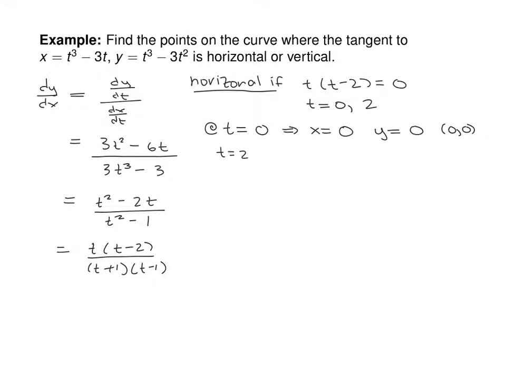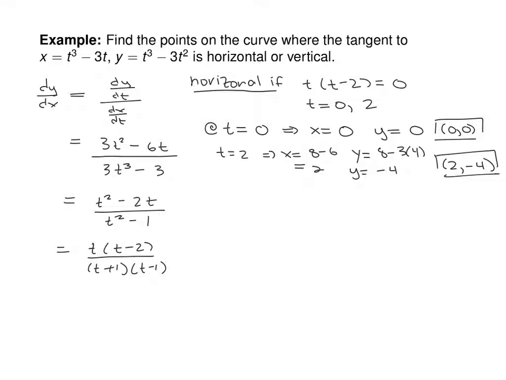And at t equals 2, well, the x would equal 8 minus 6, or 2. And the y is 8 minus 3 times 4, so that's 8 minus 12, or negative 4. So at the point (2, negative 4), we have horizontal tangent, and at (0, 0), we have horizontal tangent. Now the tangent will be vertical if (t plus 1) times (t minus 1) is equal to 0, which means either t is equal to plus or minus 1.